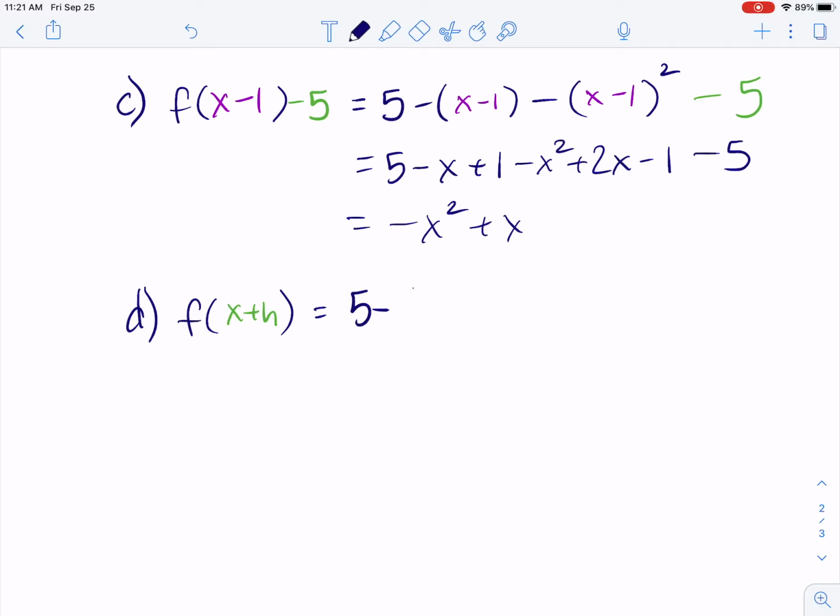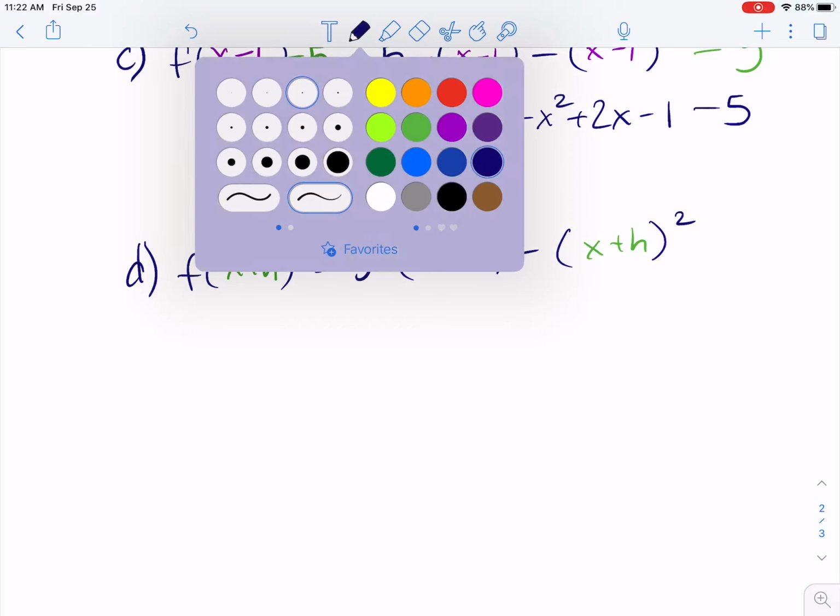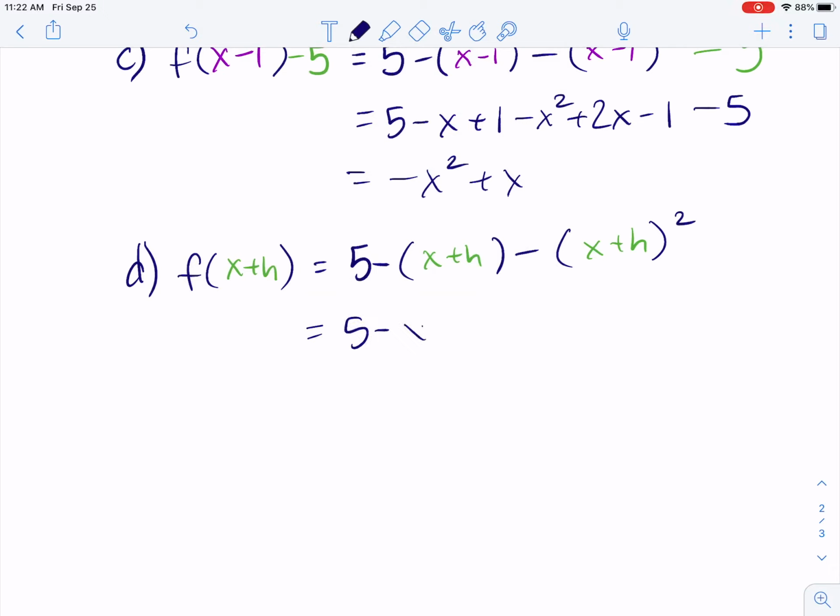We had 5 minus something squared. And what I'm plugging in is an x plus h. And so this would now equal 5 minus x minus h minus x squared. This becomes a plus 2xh, so it's now a minus 2xh. And then this becomes a minus h squared.